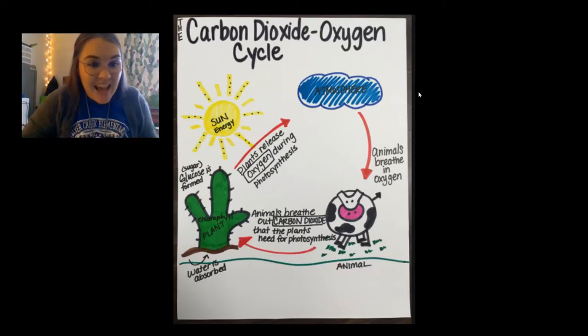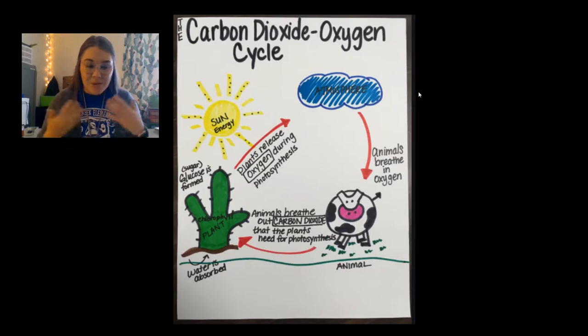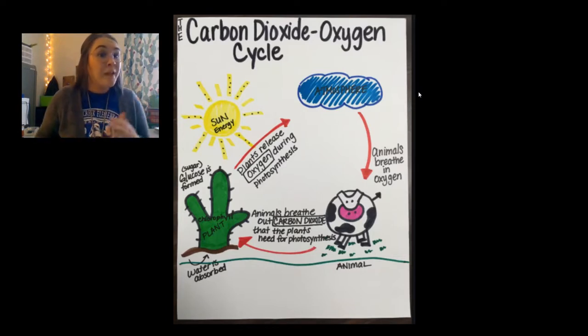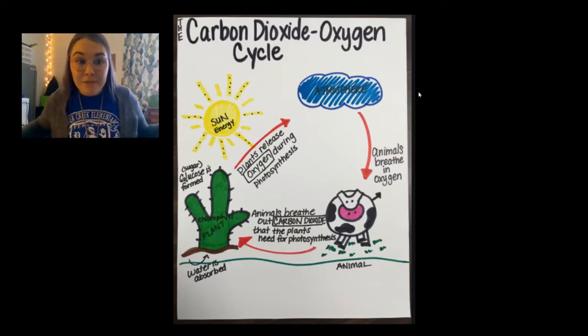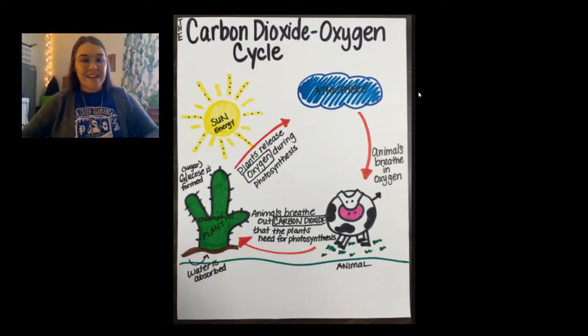How crazy is that? It's a big cycle, and basically we can do it just in our room, especially if you have plants, but also you're breathing. And so the carbon dioxide and oxygen cycle happens basically every single time you take a breath. You're letting out carbon dioxide and you're taking in oxygen.